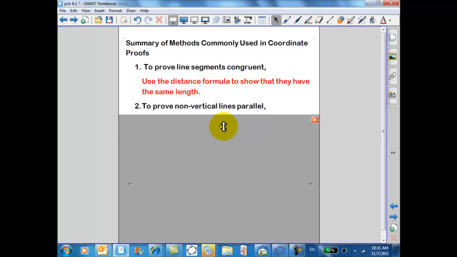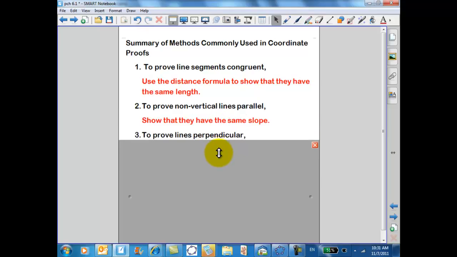How about non-vertical lines parallel? To show lines were parallel, you had that PCA and CAP and all that stuff. You'd have to come up with some kind of angles. Now you've got same slope. Perpendicular? Opposite reciprocal, negative reciprocal slope. Remember what it was in geometry? In geometry, it's something else, right?